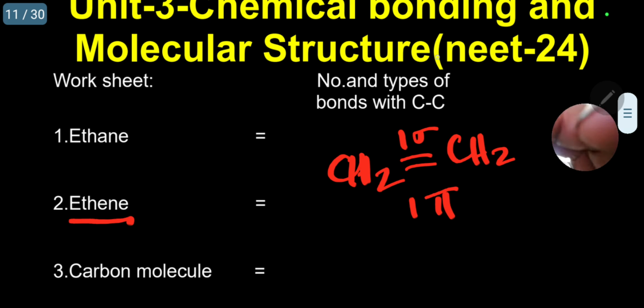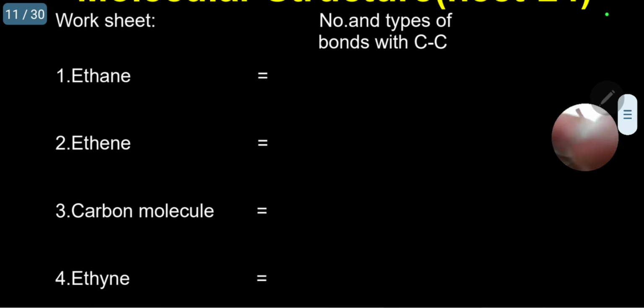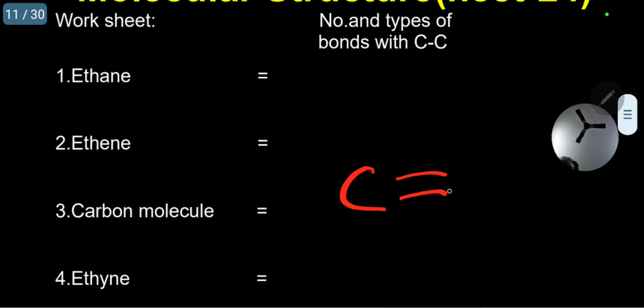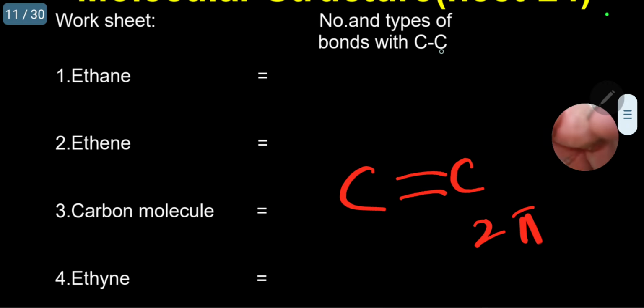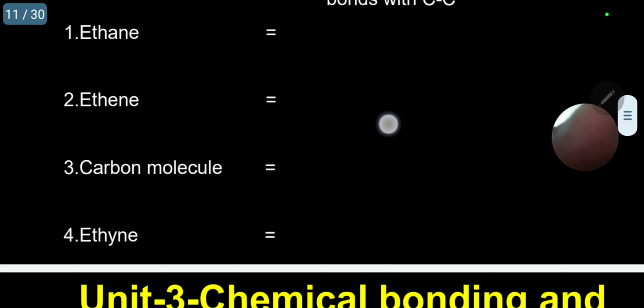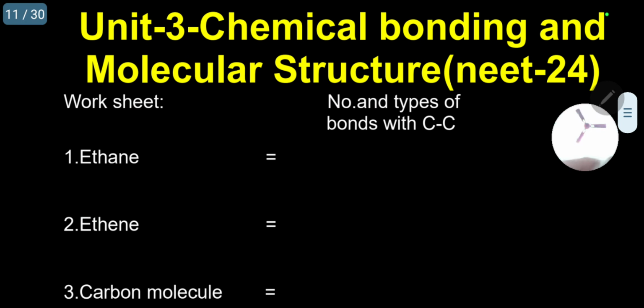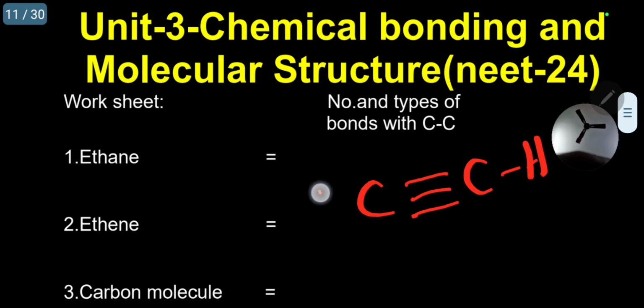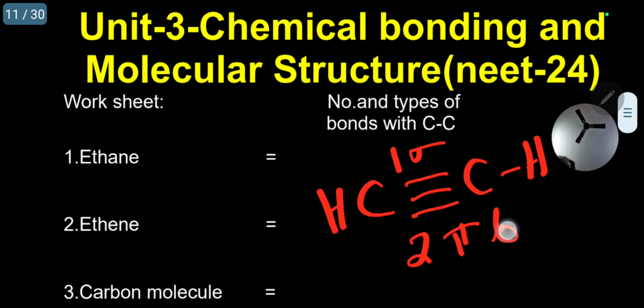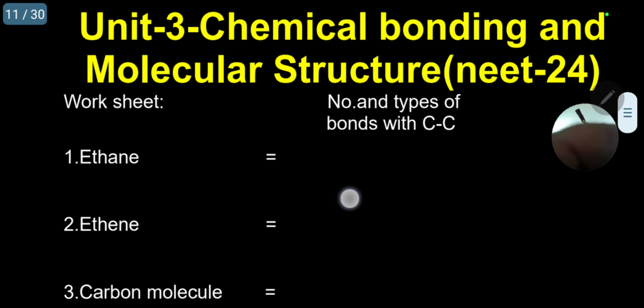This is the second one. And the third one is the C2 molecule. I told you already, carbon double bond, both are 2 pi. There is no sigma. We have discussed the carbon molecule already. Lastly, ethyne, that means acetylene. In acetylene, between the carbons, that means 1 sigma, 2 pi bonds. This is the answer.